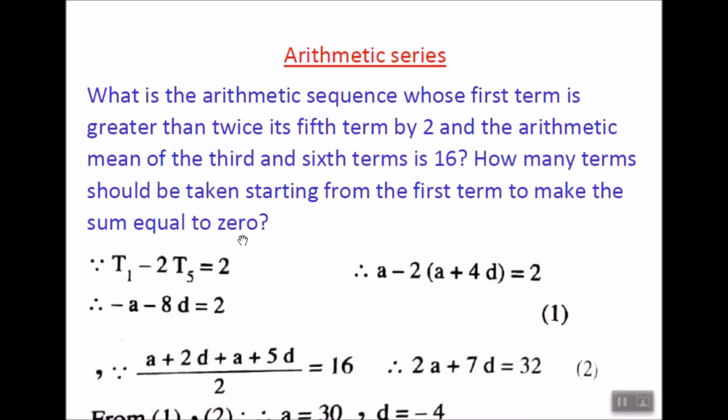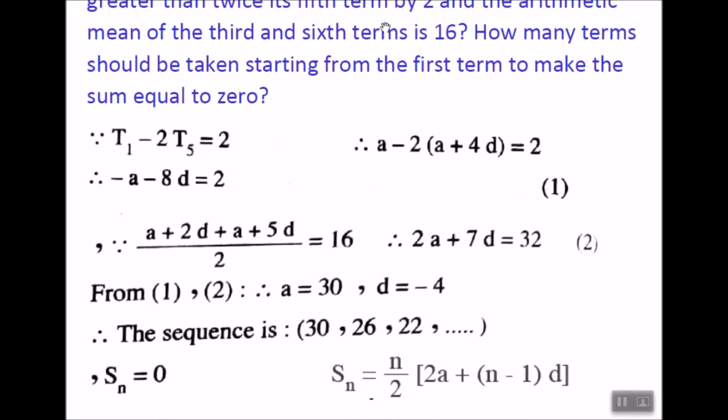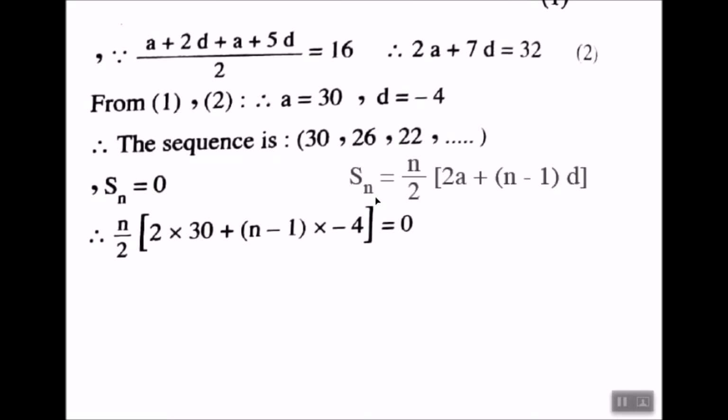The third part of the question: how many terms should be taken starting from the first term to make the sum equal to 0? We want to find the number of terms taken from the sequence starting from the first term to make the sum equal 0. So put Sn equals 0 and use the formula for the sum. Sn equals n over 2 times 2a plus n minus 1 times d. We want to find n and the sum equals 0, so substitute in the equation: n over 2 times a, which is 30, plus n minus 1 times d, which is negative 4. This is equal to 0.